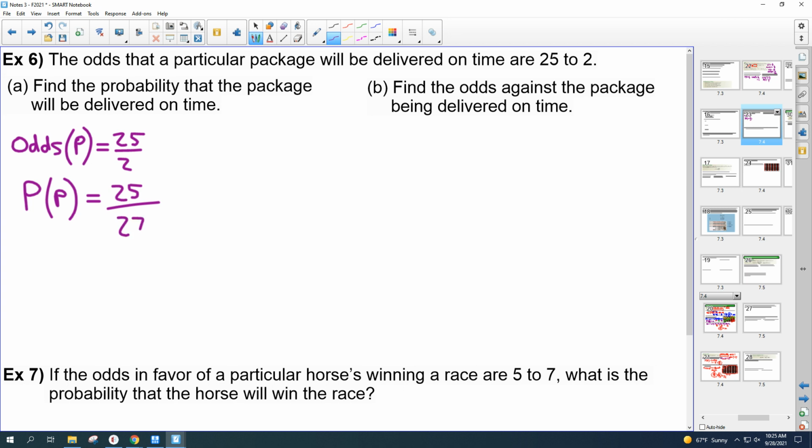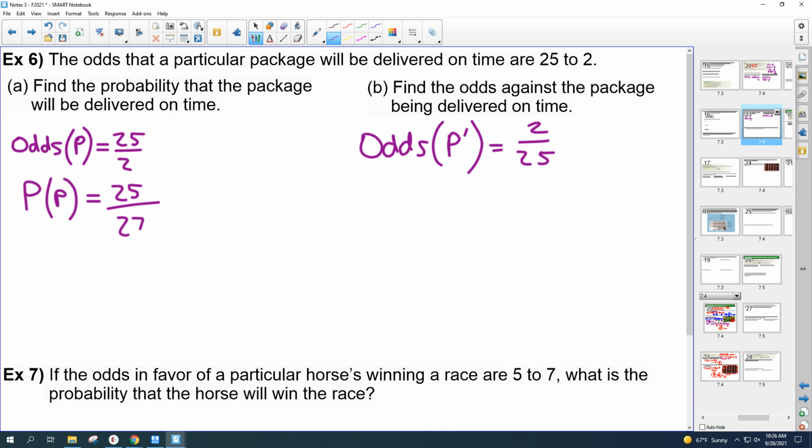Part over total, 25 over 27. Okay. Find the odds against the package being delivered on time. So we want odds that the package is not delivered on time. Now the part becomes the non-part, and the non-part becomes the part. It just flips upside down. If the odds were 25 over 2, then the odds against are 2 over 25.